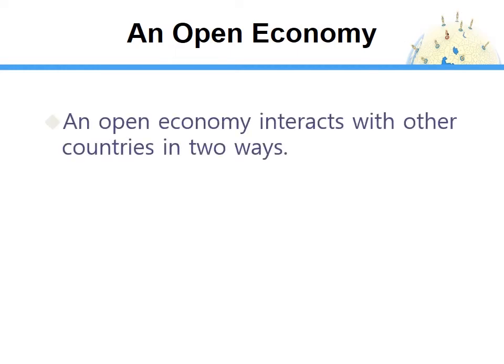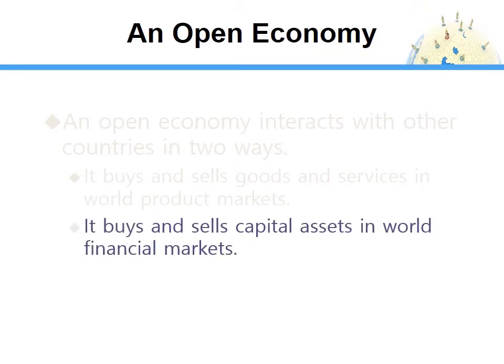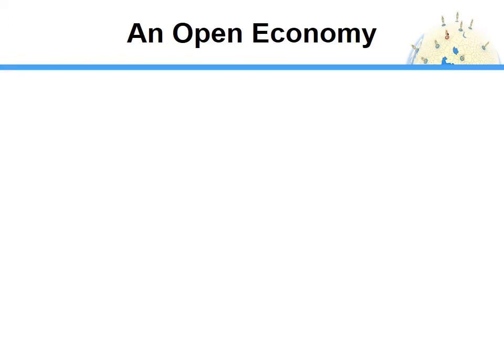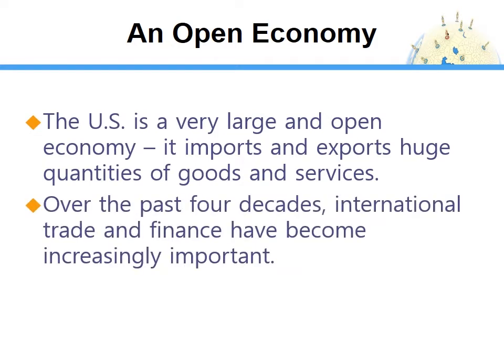An open economy interacts with other countries in two ways. First, it buys and sells goods and services in world product markets. Second, it buys and sells capital assets in world financial markets. And additional information regarding open economy: the US is a very large and open economy. It imports and exports huge quantities of goods and services. Over the past 4 decades, international trade and finance have become increasingly important.